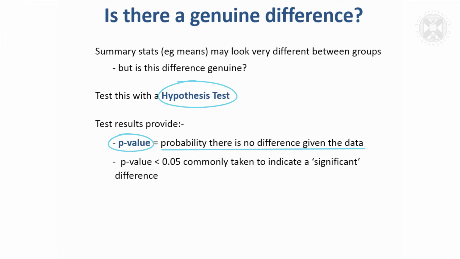So if this probability that there's no difference is very small, and typically people say if it's less than about 0.05, that's taken to indicate a significant difference between the groups. So what it's saying is there's less than a 5% chance that these groups are the same. So that's what we'll be concentrating on next time when we look at various different tests for comparing groups of data.